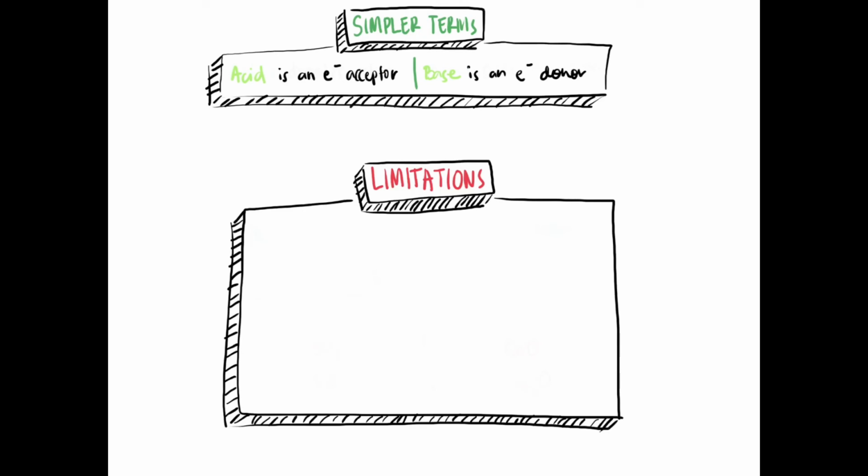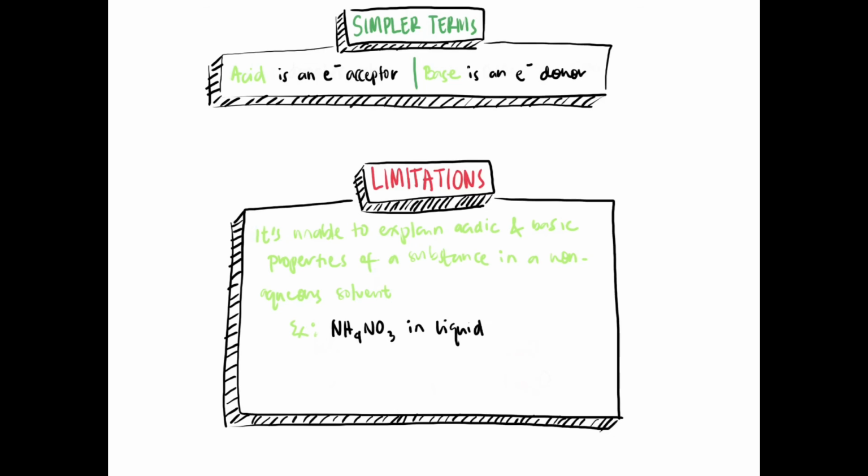But it also has its limitations. One is that it's only in terms of aqueous solutions, thus, it's unable to explain acidic and basic properties of a substance in a non-aqueous solvent. For example, ammonium nitrate in liquid ammonia acts as an acid though it does not give hydrogen ions.